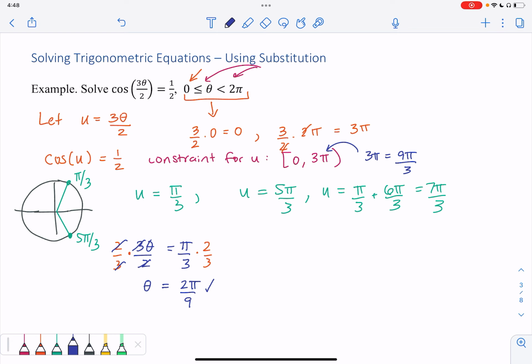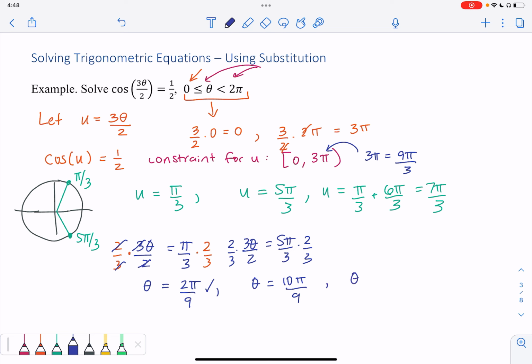So let's do that for each of our solutions. This was our first u. You think of it as u sub 1, but we can just say the first u. This is 5 pi over 3, so just replace it. So 3 theta over 2 equals 5 pi over 3. Again, multiply by 2/3 on both sides to get rid of that, and I get theta is 10 pi over 9, okay?